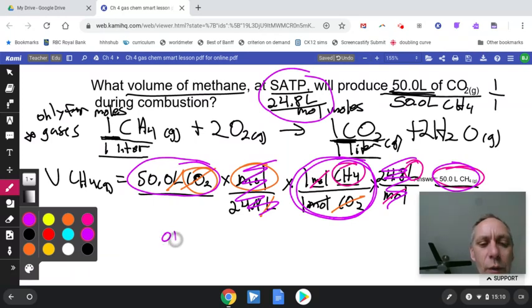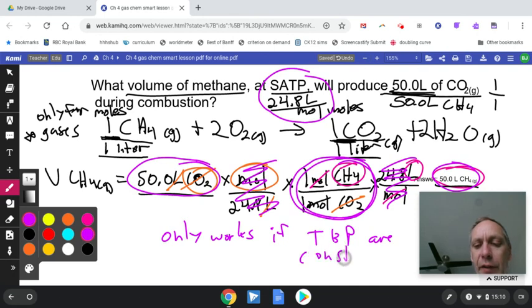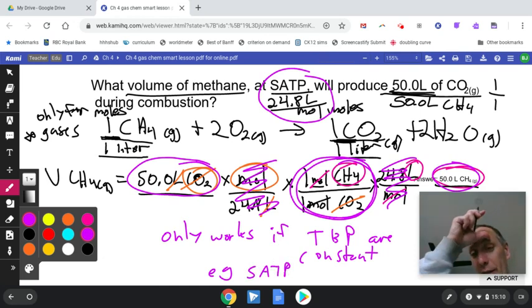So this only works if the temperature and pressure are constant or the same. And they are. This whole question is happening at SATP. So because it's happening at SATP, we can cancel out the SATP's super easy shortcut.